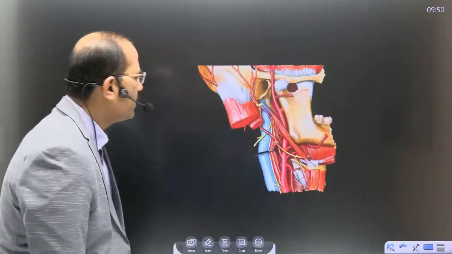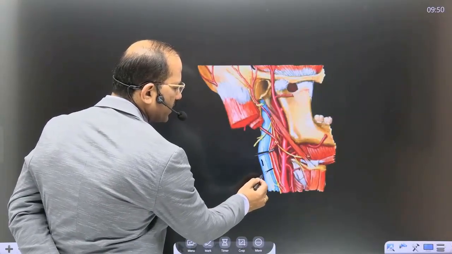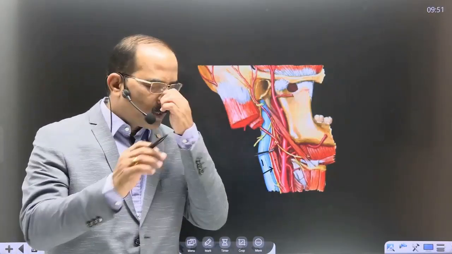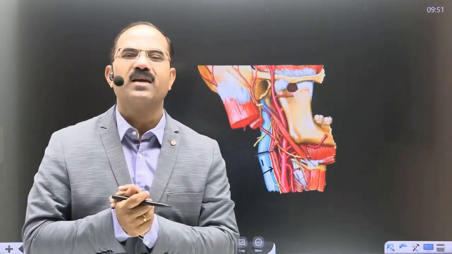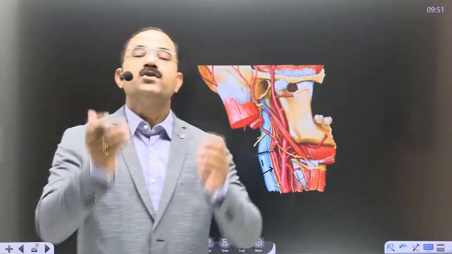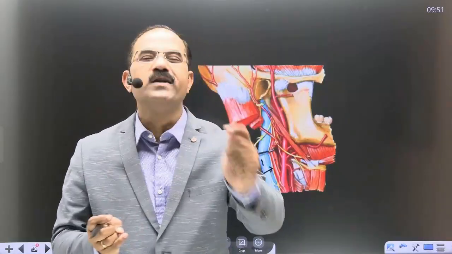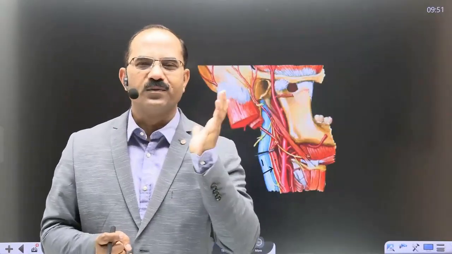Look at this. So that's the internal jugular vein. I'll put this as number 2. That's the vagus nerve here, and that's the internal carotid artery. These three are together enclosed in a sheath. What is this sheath known as? The carotid sheath. So what is the carotid sheath? It encloses the common and the internal carotid artery, the internal jugular vein, and the vagus nerve.